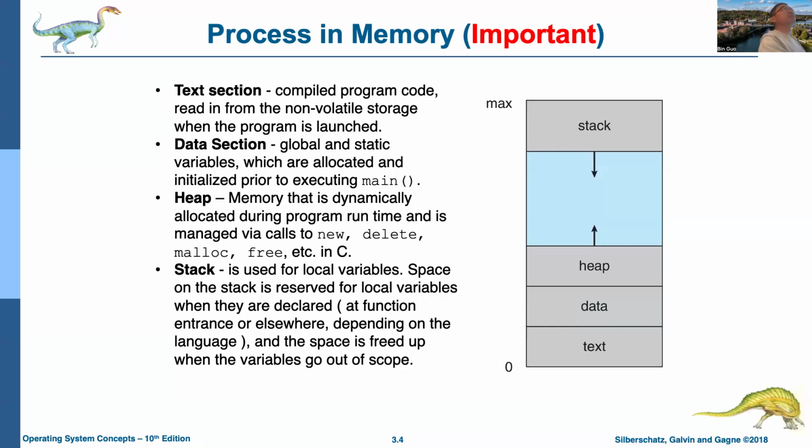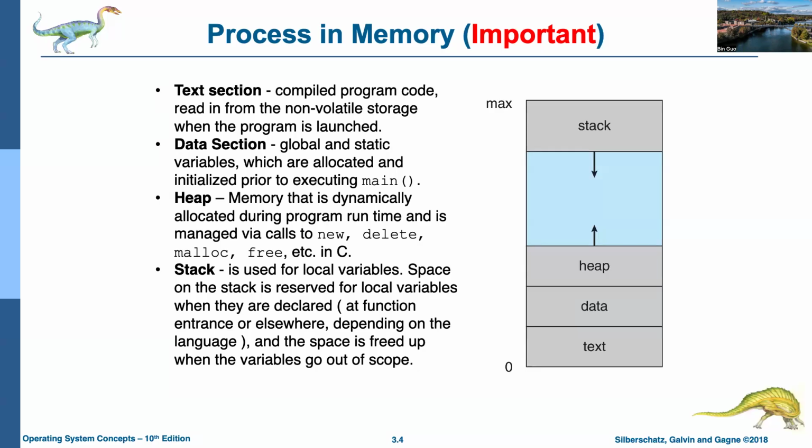The stack is a data structure for what? First in, last out. If a function is called, it puts all of the parameters into the stack, and when the function finishes, they are popped from the stack. So that's the four sections of a process, and the memory space goes from 0 to max.